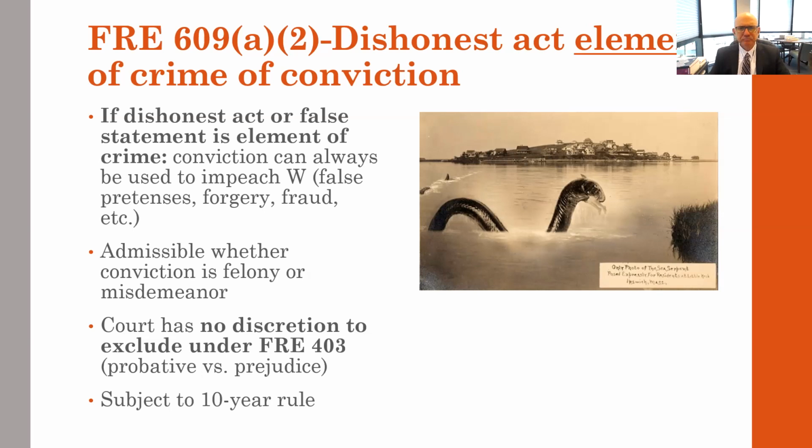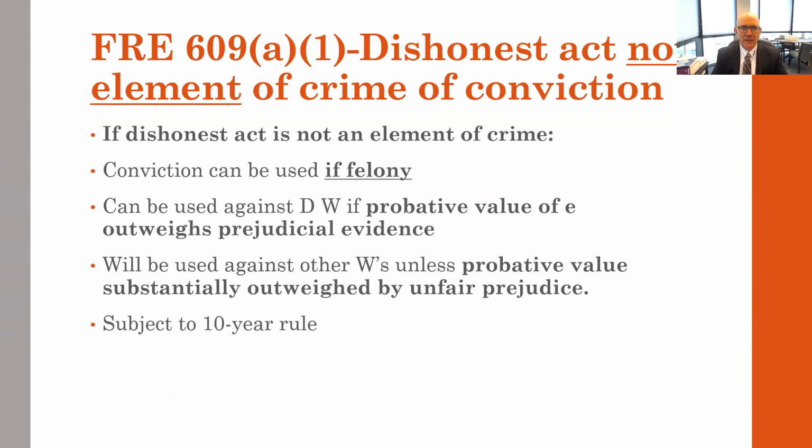Now, what about if the conviction does not involve an act of dishonesty? Well, then the analysis is materially different. Then the conviction can only be used if it is a felony. And whether it comes in under 403 depends upon who the witness is. If the witness is our client, the defendant, then a prior conviction can be used against the defendant by the government only if the probative value of the evidence outweighs the prejudicial effect. So if it is a client, it comes in if the probative value outweighs the prejudicial effect.